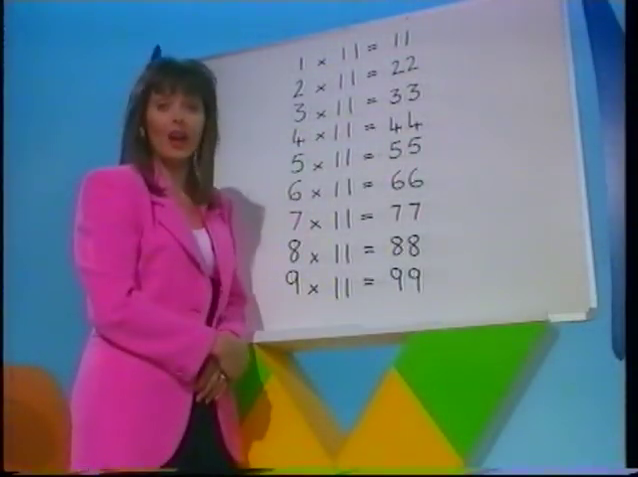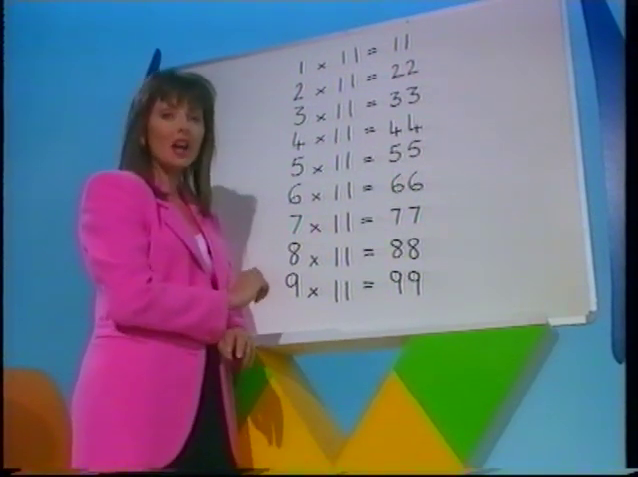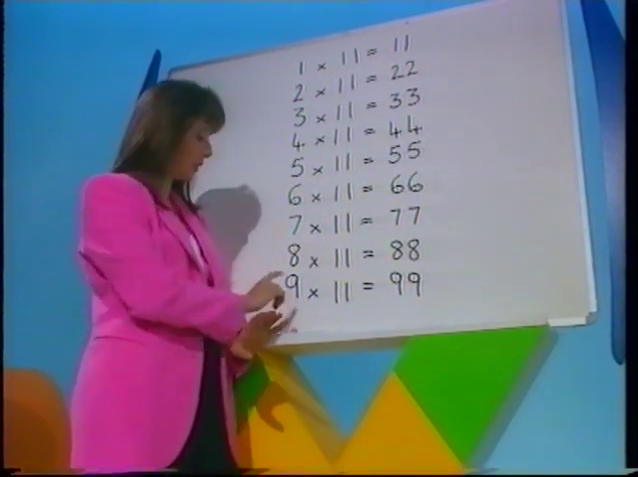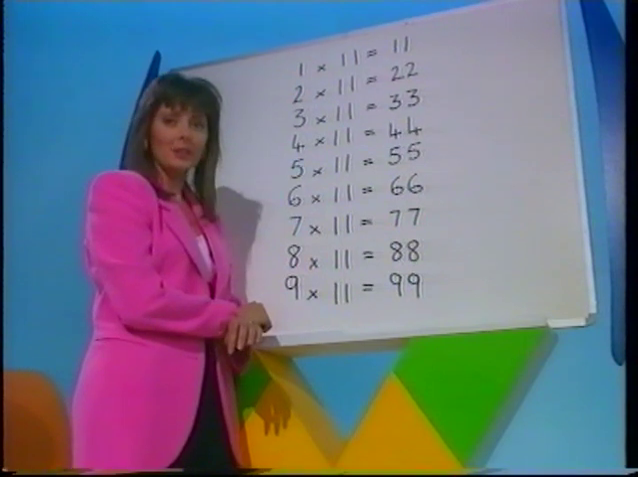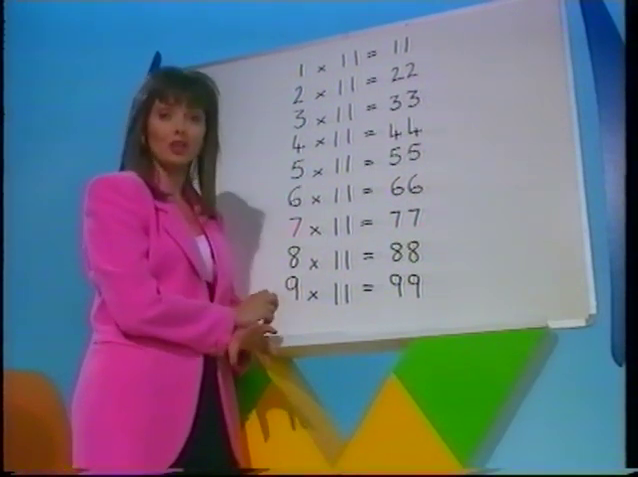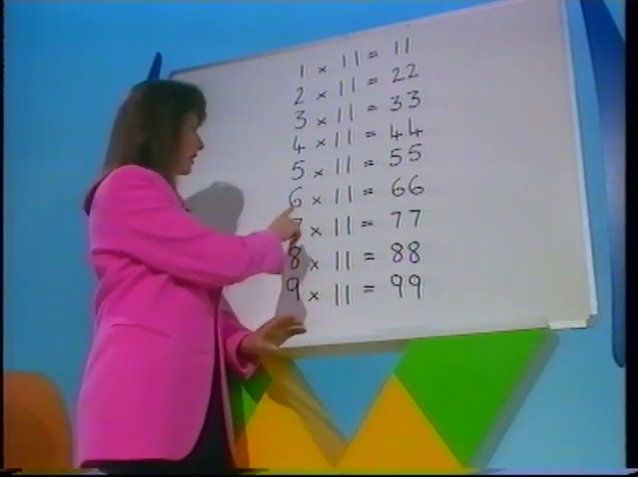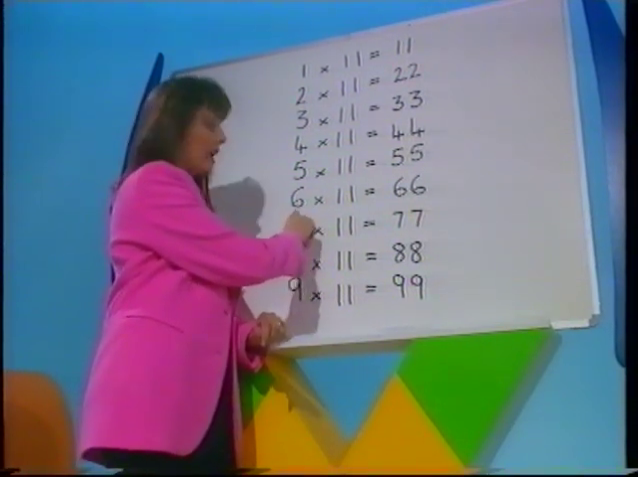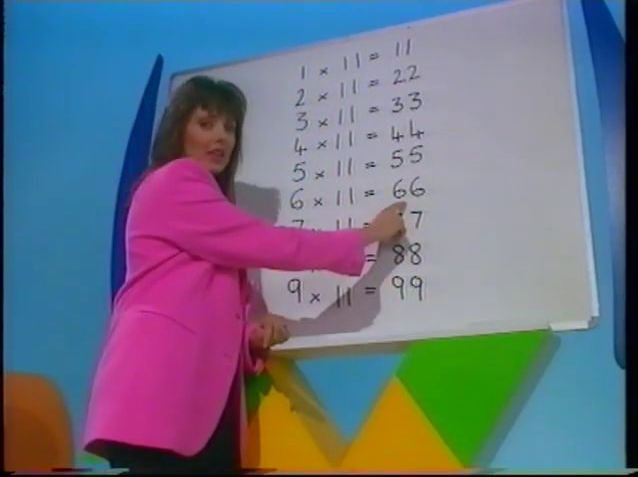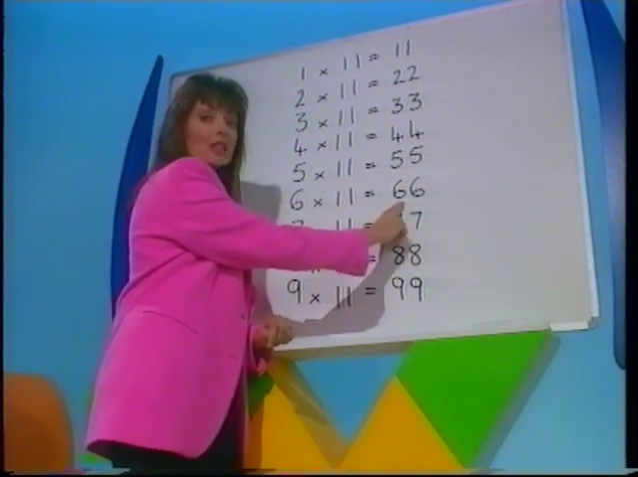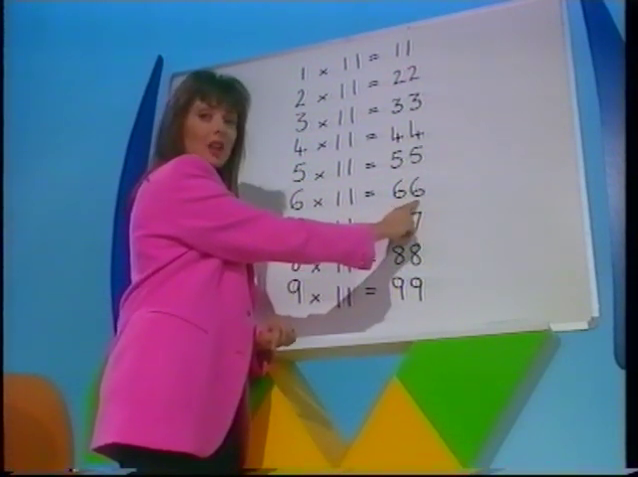Now I'm always looking for easy ways to remember things, so have a look at this. The 11 times table is very special up to 9 times 11 because the answer is given in the question itself. Take any number up to 9, let's say 6, and look, the answer is that number in the tens column followed by the same number, 6, in the units column.